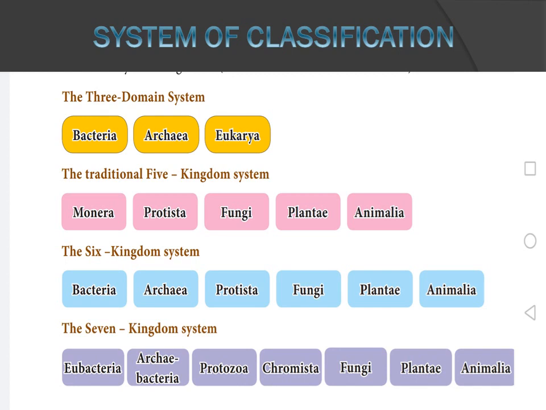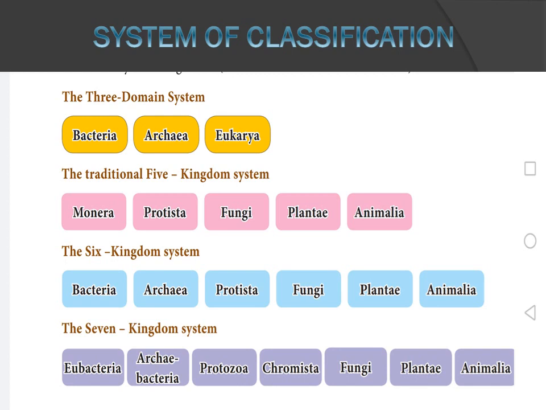Okay, and the next one, the six-kingdom system. This six-kingdom system was also given by Carl Woese in the same year, 1977, and here he is classifying the organisms the same way, right? So here also Monera is again classified as two, that is bacteria and archaea, and the rest comes as it is, which means Protista, fungi, plantae and animalia. Is it clear? So listen, again Monera he is classifying as two, bacteria and archaea, and the rest comes as it is.